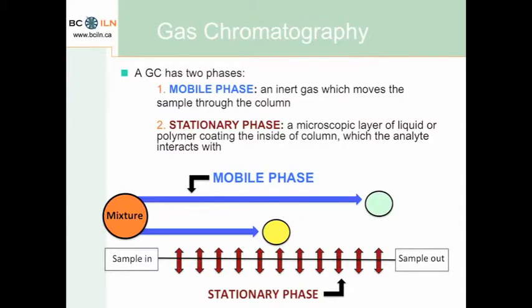with the stationary phase. If an analyte has a low affinity or attraction to the stationary phase, it's going to pass through the column relatively quickly because there's nothing to slow it down. If an analyte has a high affinity, it will have a greater interaction with the stationary phase and therefore take a longer period of time to pass through the entire column. This is essentially how separation occurs with gas chromatography.